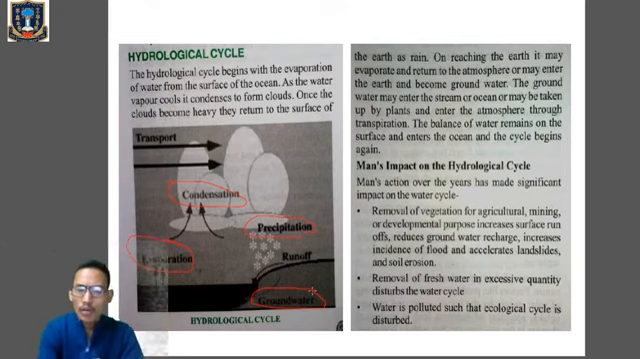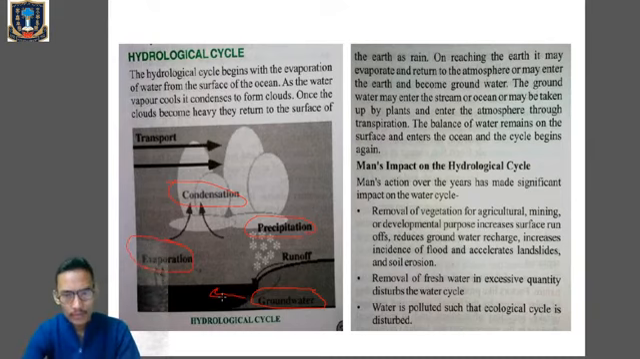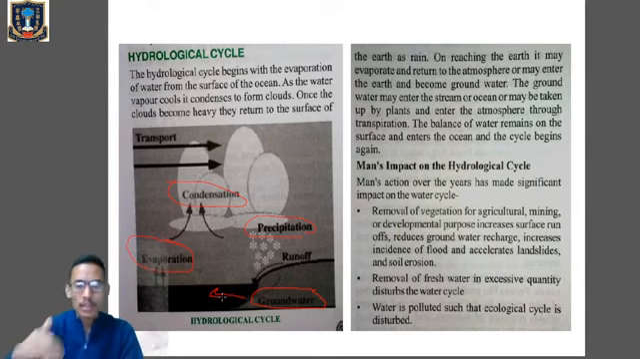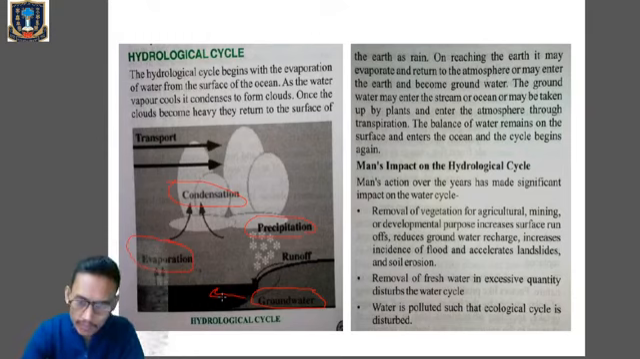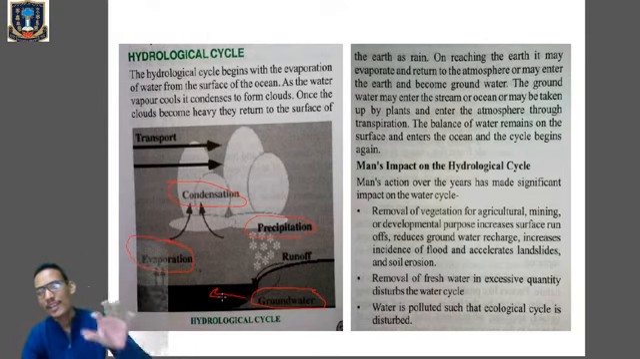Okay, now the groundwater, you can see over here, may enter the stream, or in fact it may enter the ocean also. Clear? Or it may be taken up by the plants and enter the atmosphere through transpiration, because whenever the plant absorbs an excess amount of water, the water needs to be lost by the process of transpiration. And what is transpiration? The loss of water in the form of water vapor from the aerial parts of the plant. Clear? So the balance of water remains on the surface and enters the oceans, and the cycle begins again.